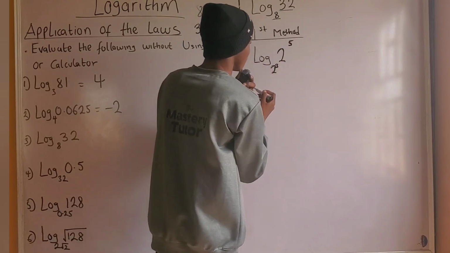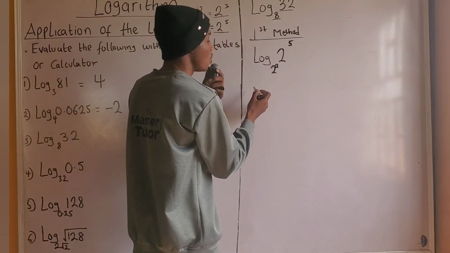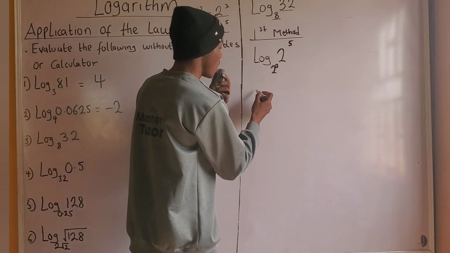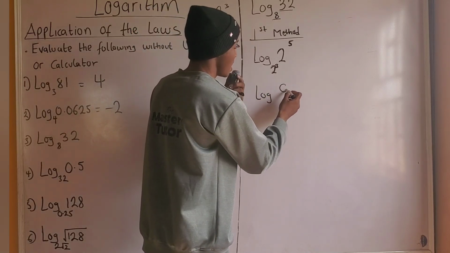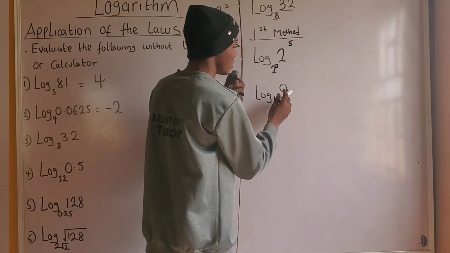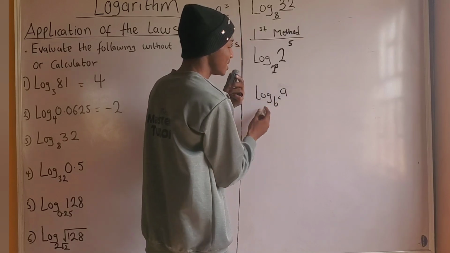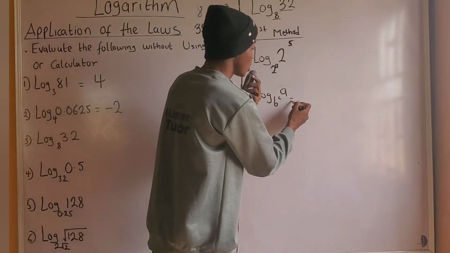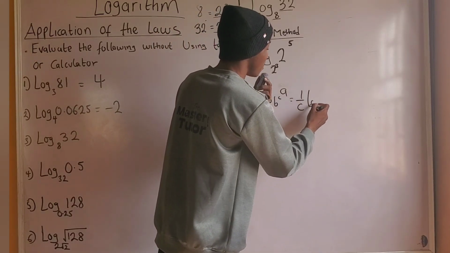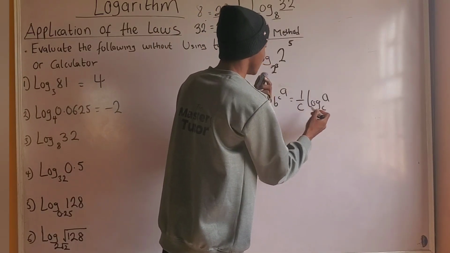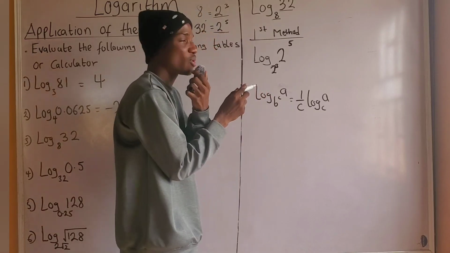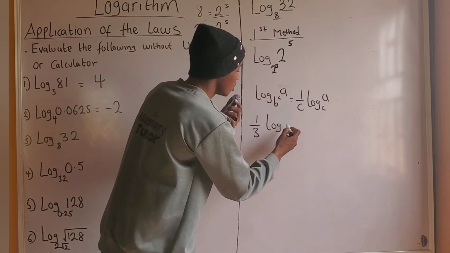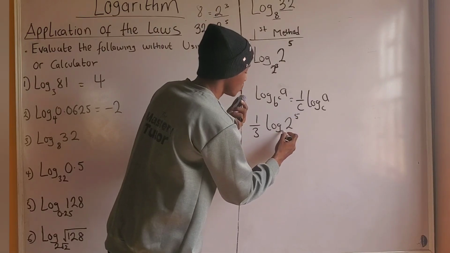Okay? Now, recall the base power law that I taught you. If you have log A base B raised to the power of C, now you can see that the base is carrying power. The result will be 1 over C multiplied by log A base B, right? Now, because the base here is carrying power, I'm going to have 1 over 3 log 2 raised to the power of 5 base 2.